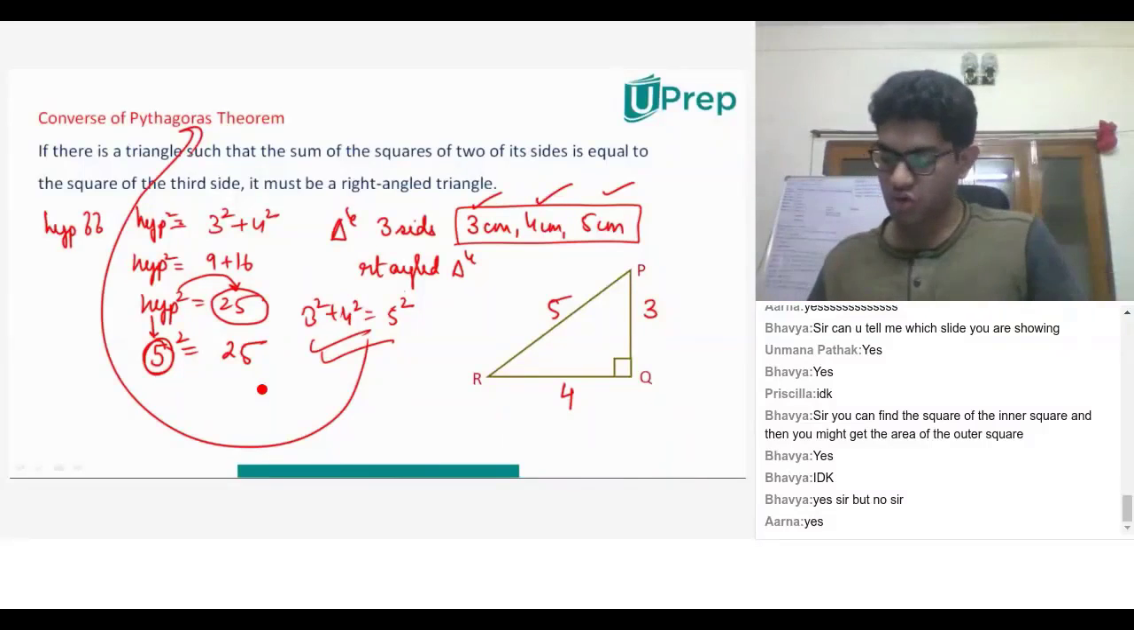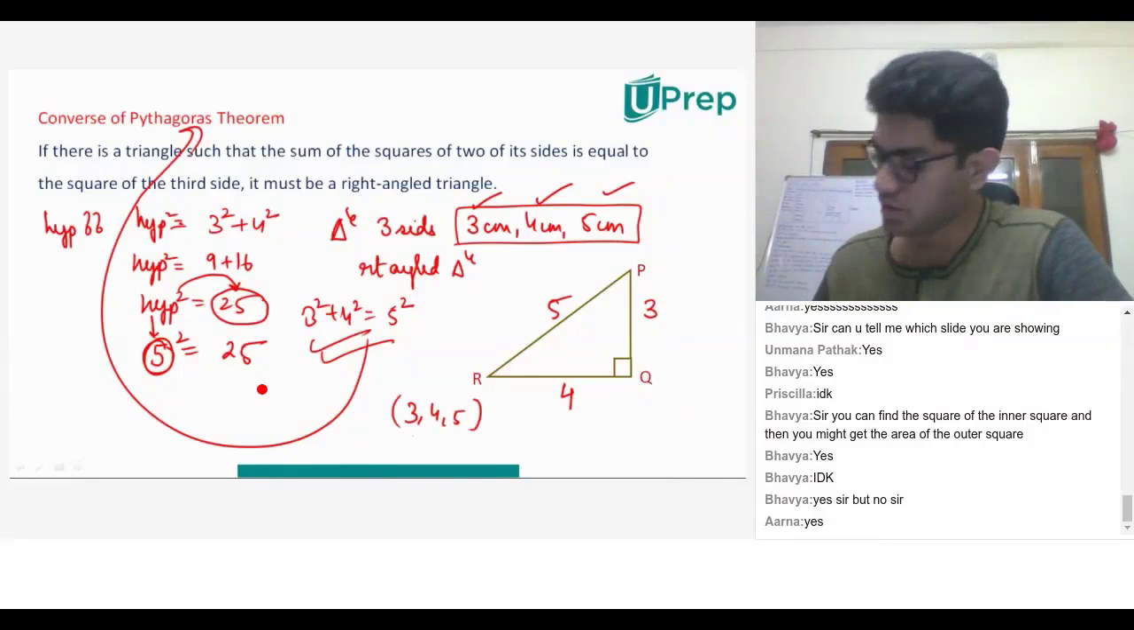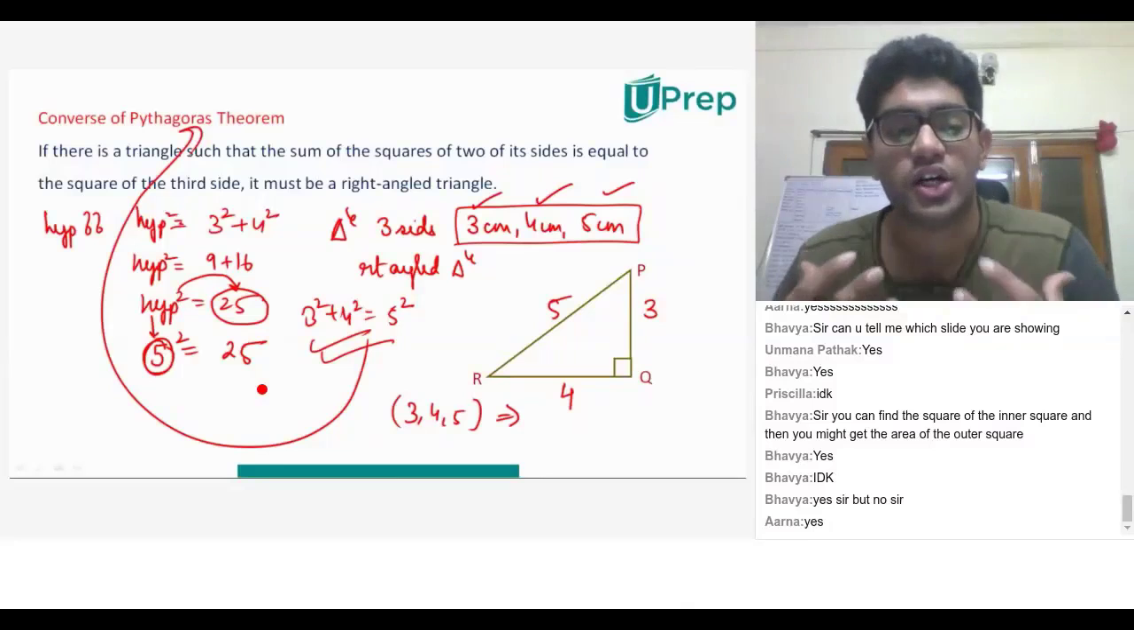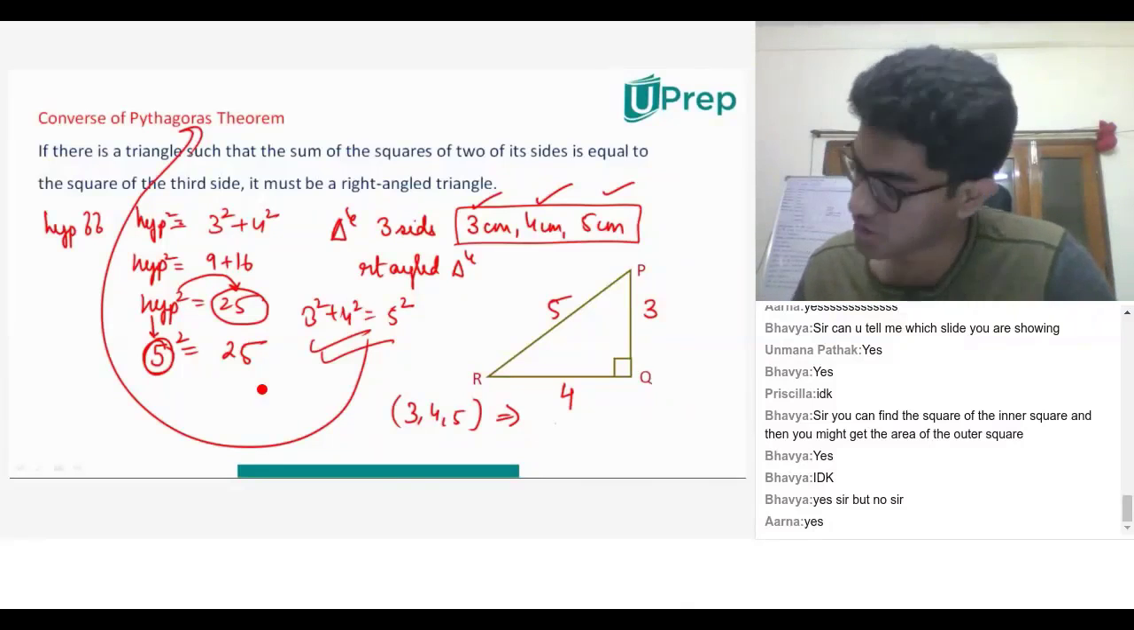Cool. Now guys, 3, 4 and 5. There is a term that is given to this. What is it? These are called Pythagorean triplets.